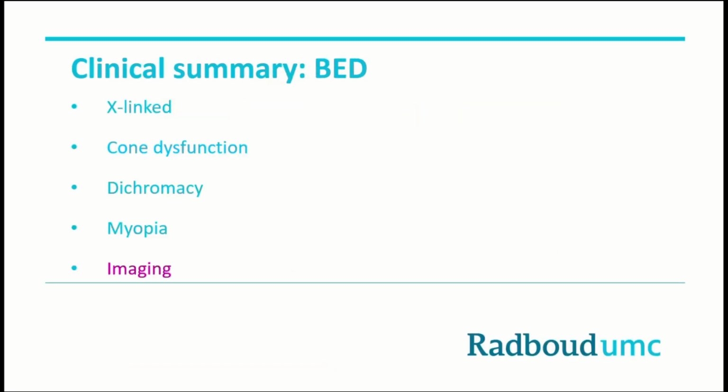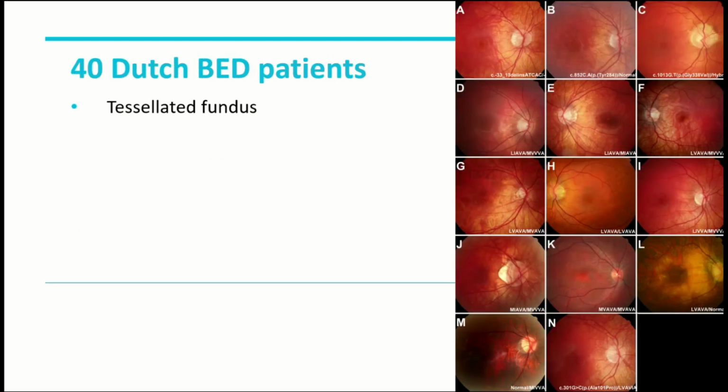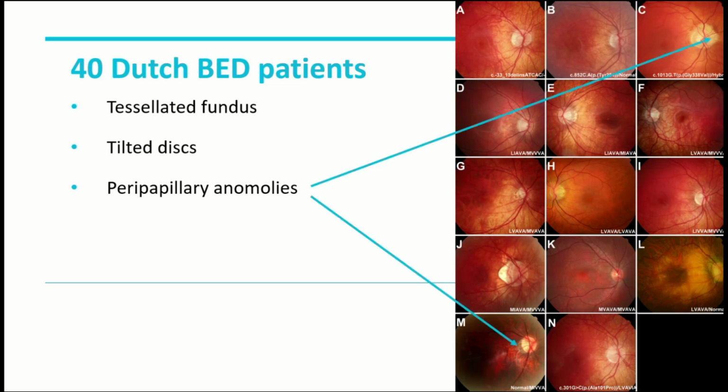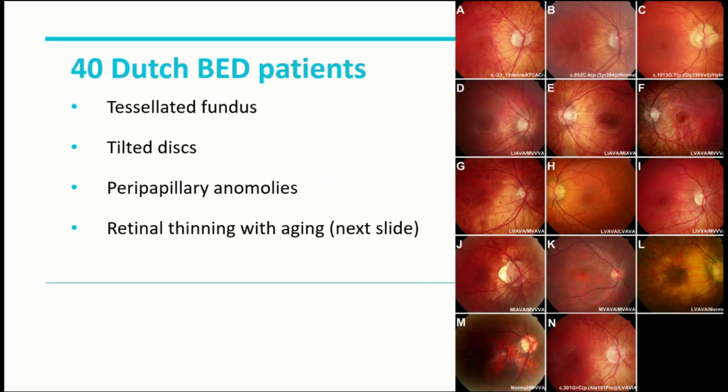How about imaging in these cases? We saw in our 40 Dutch patients that they have a tessellated fundus, which is compatible with the myopia. So a tessellated fundus is, for instance, shown here. You can see these large choroidal vessels, which is not the case in an emmetropic eye. They have tilted discs, which is also, as an example shown here, only seen in myopia. They have peripapillary anomalies like atrophy and peripapillary crescent. And there's retinal thinning with aging, and I will show you that in the next slide.